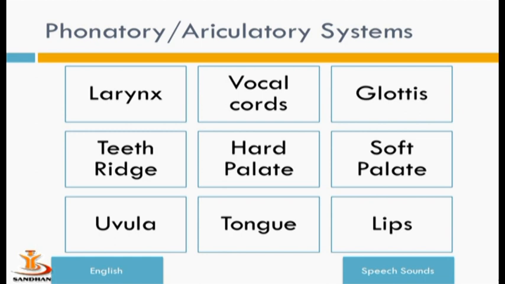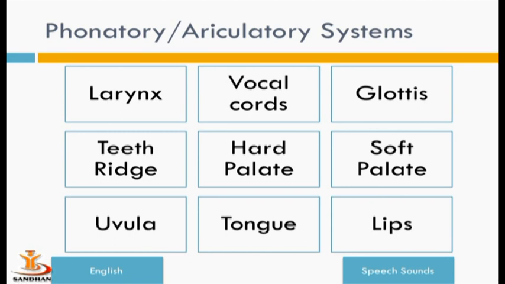Then, of course, the teeth ridge, the teeth, and the hard palate. Touch the top of your mouth with the tip of your tongue, and you will feel that it is hard. It's a curved portion of the inside of the mouth. That's the hard palate. You cannot see the soft palate, and you cannot feel it as much. Then you have the uvula, and then the tongue and the lips.